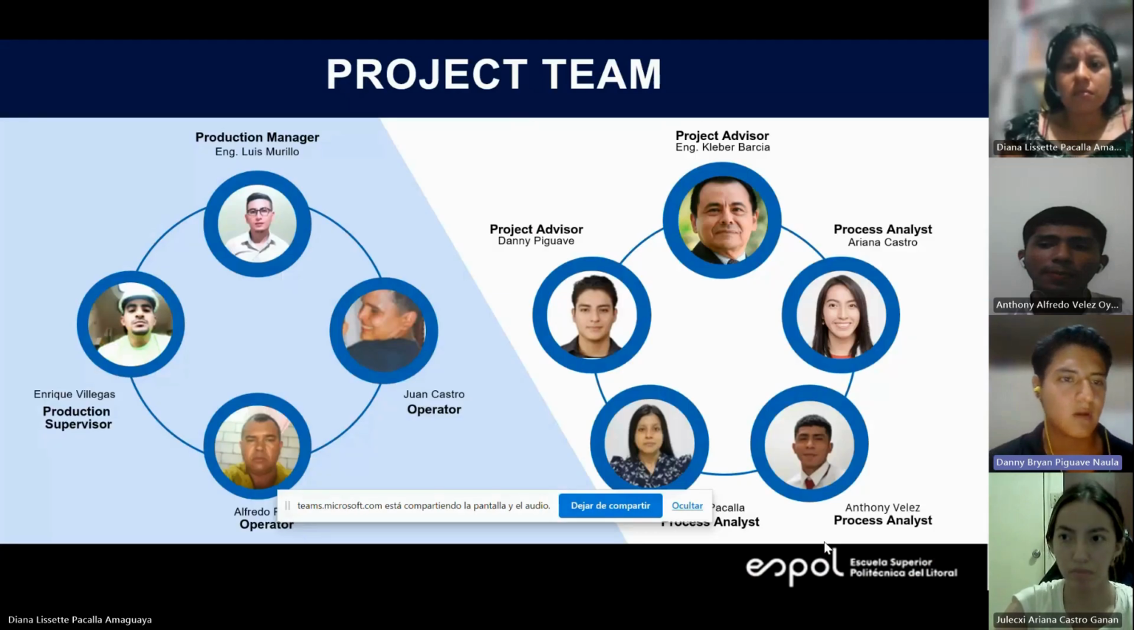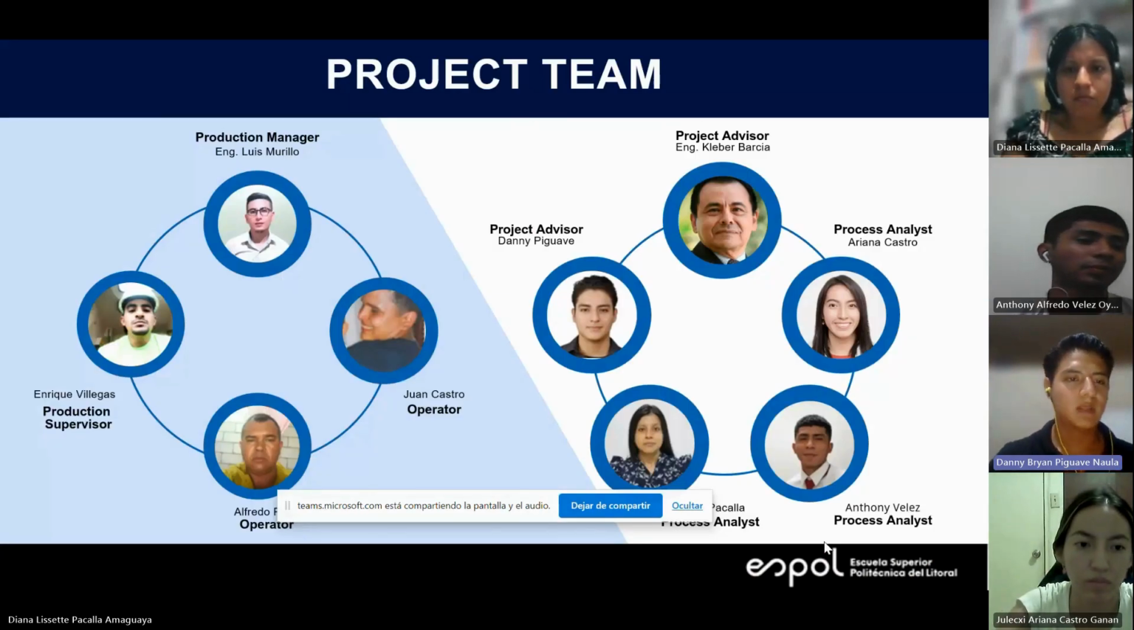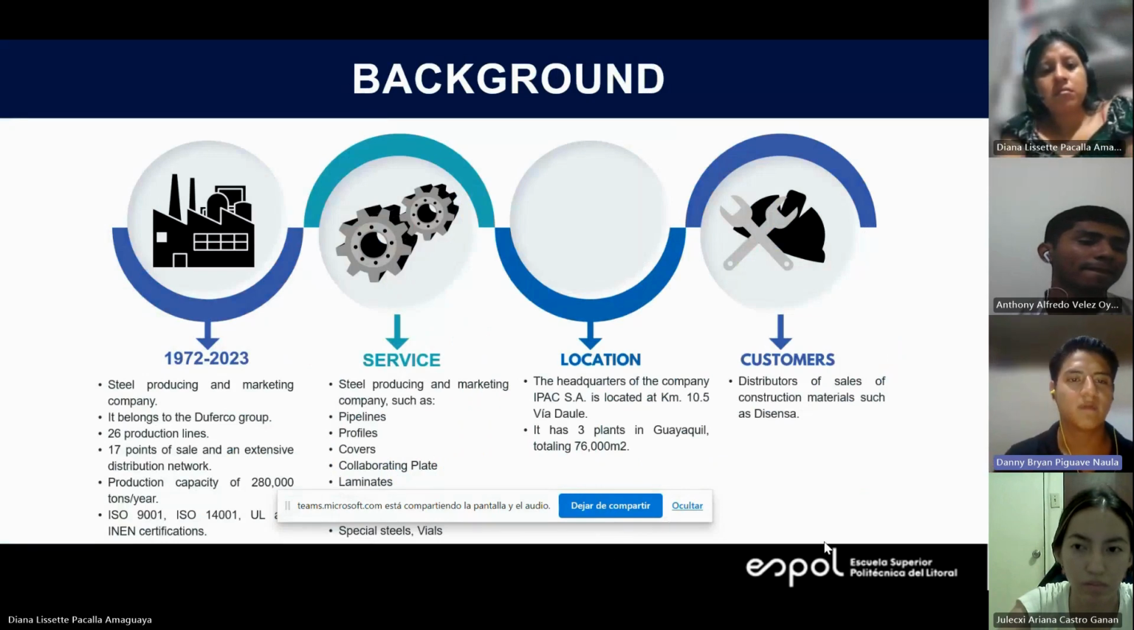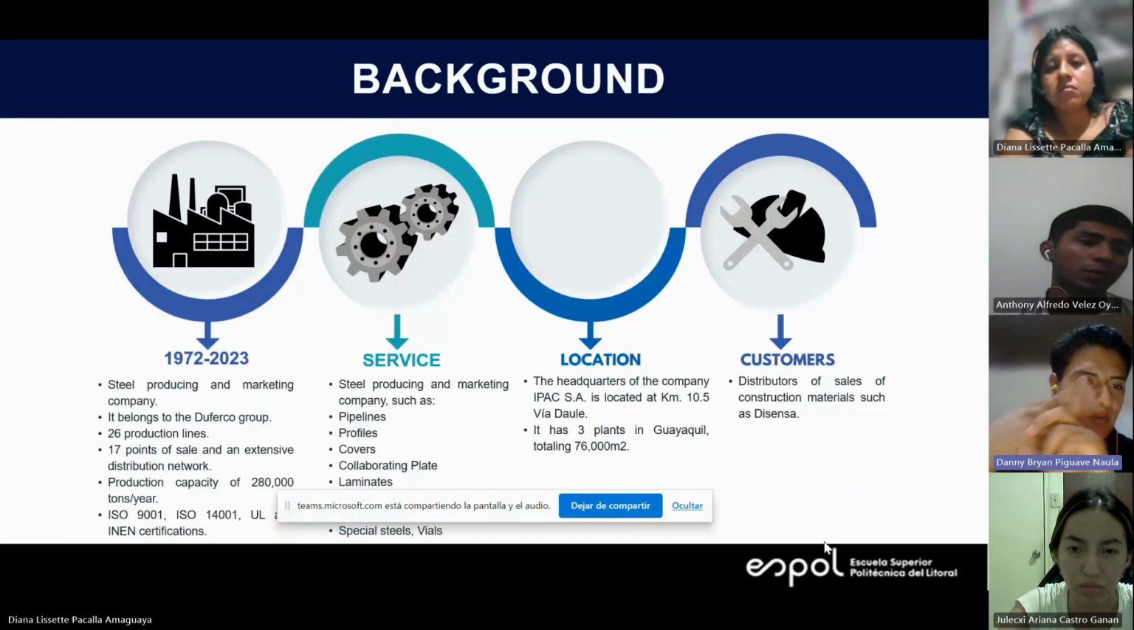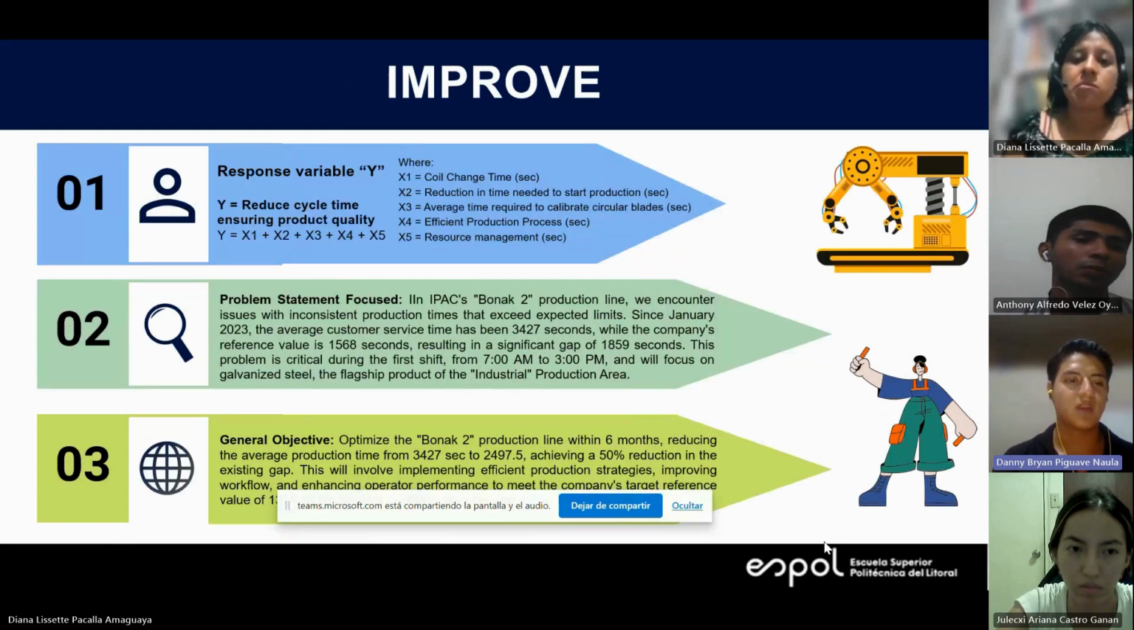Next please. The company we are working with is IPAC, a metallurgical company dedicated to the sale of profiles, covers, and collaborative plant, and the product we will focus on is galvanized steel sheets. Next, remember the definition.